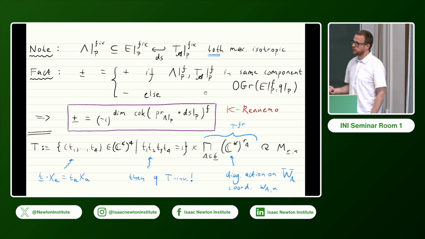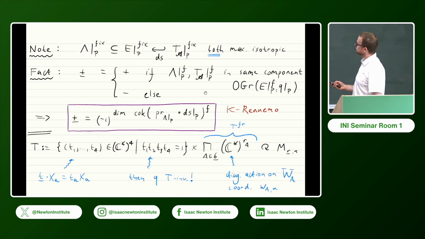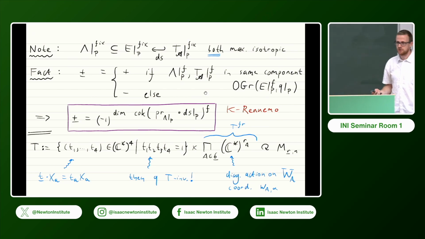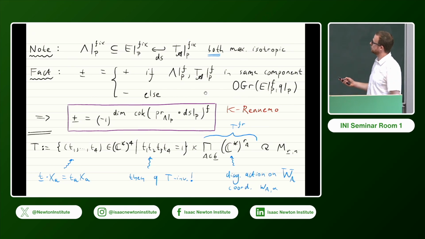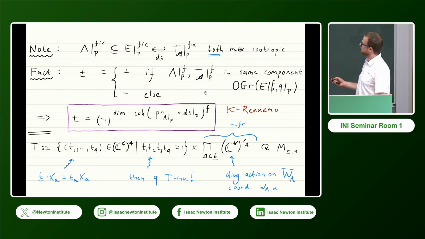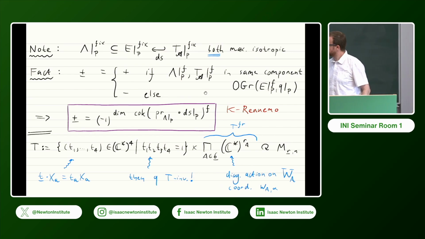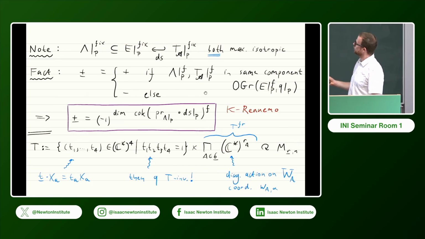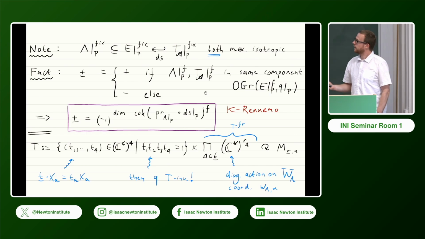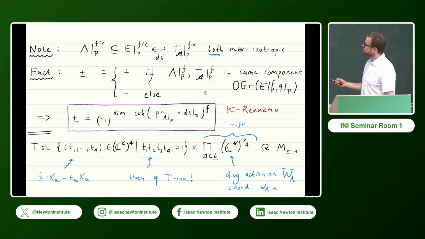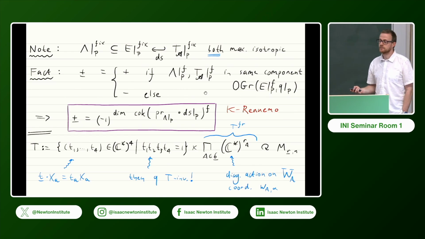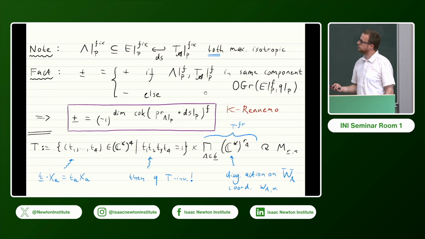So how are you then supposed to pick your sign? You look at the isotropic Grassmannian of maximal isotropic subspaces of this quadratic space, E fixed. This will have two connected components. So if both of these maximal isotropics live in the same connected component, you're supposed to take this sign as plus. And if they differ, then you're supposed to take minus. So that is the sign rule that you get.